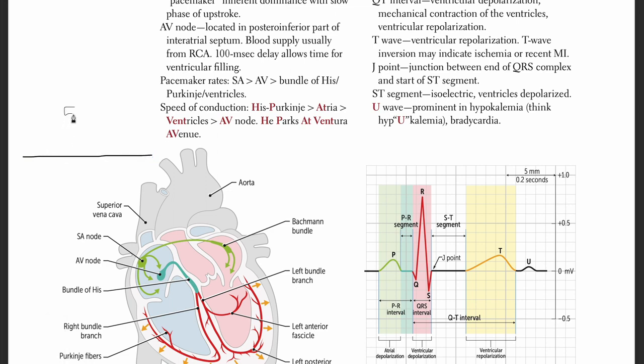So then they give you this, and then they give you maybe 0.2. Right? So obviously 0.2 is fastest, but then you have to figure out what they're asking. They're not asking about the rate, because you're going to think they're asking about the rate, but they're actually asking about the speed of conduction, which is different than the rate, right? So be careful about that. For the speed of conduction, this is a pretty good one that works. He parks at Ventura Avenue, but you can probably make your own one if that doesn't work for you.